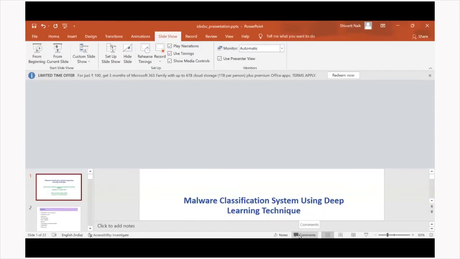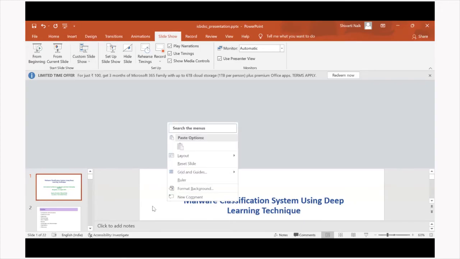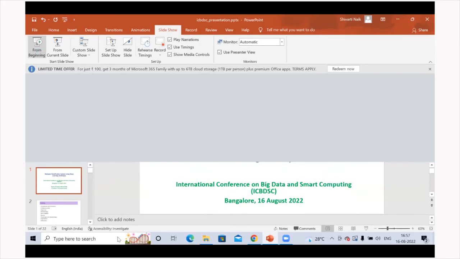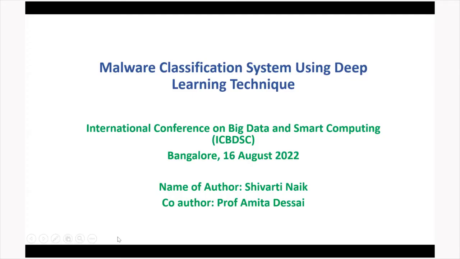Sir, can you see my screen? Yes. There's a close button there. You can just close it so that we can see. There is some reading we can't see. Now can you see my screen? Yes. Okay. Good afternoon.